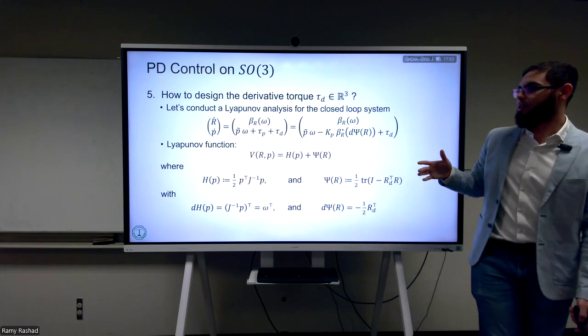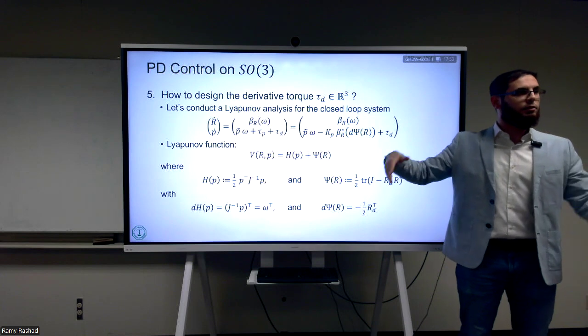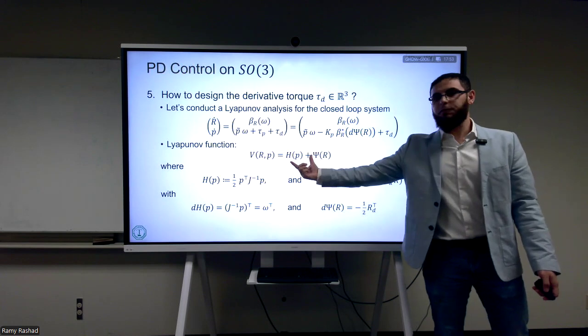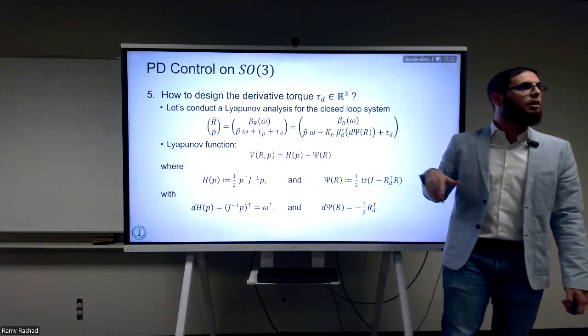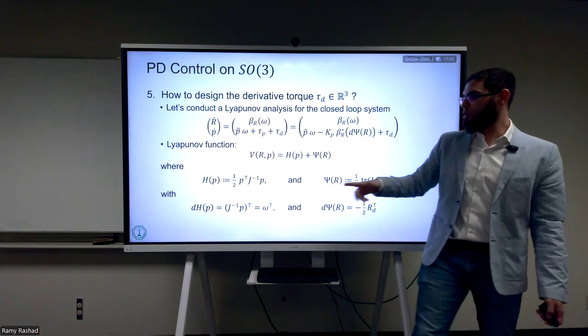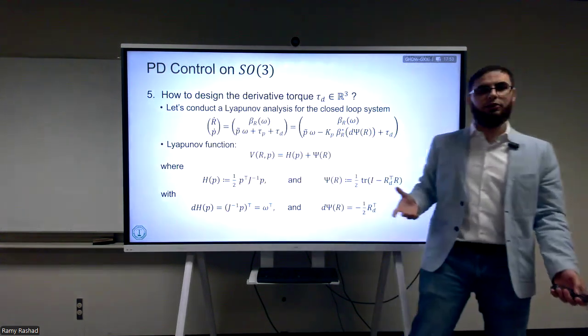What we're going to be doing now is a Lyapunov analysis. This is our Lyapunov function we choose. It's not that it comes naturally from what we have. The H of P is the kinetic energy of the system, half P transpose J inverse P. J inverse P is omega, so it's the angular velocity. This is equivalent to half omega transpose J omega. So we're just writing it in terms of P.